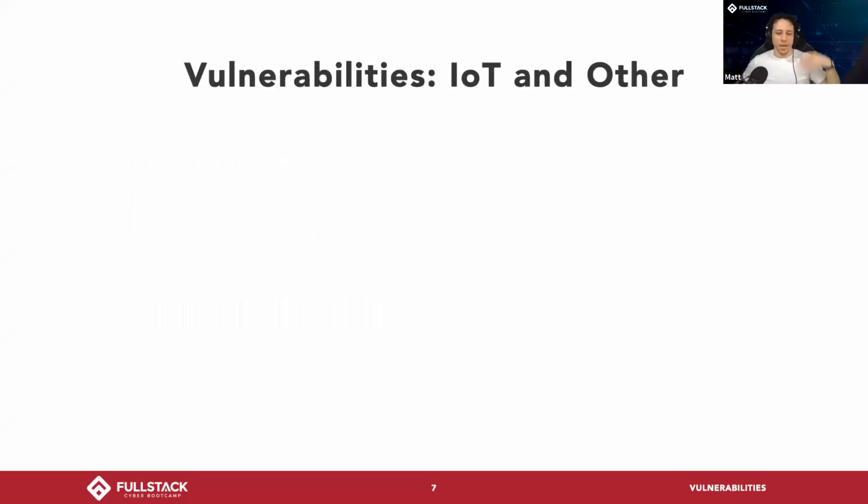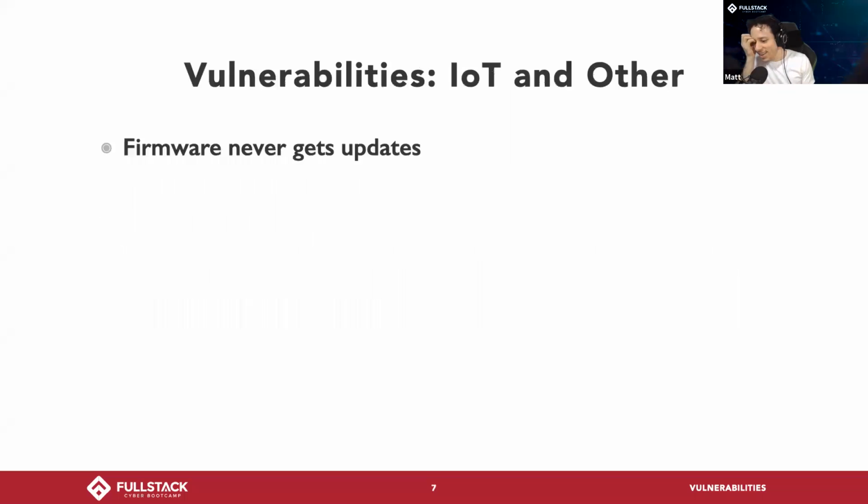Okay. IoT and other, again, we did not talk too much about this in the Full Stack Red Team program, but these are things that you need to be aware of, right? So the big thing here is firmware generally never gets updated in IoT devices. I don't know when the last time you've updated your Alexa or your smart light bulbs or any of those devices, smart refrigerator, whatever. Generally, they're not getting updated.